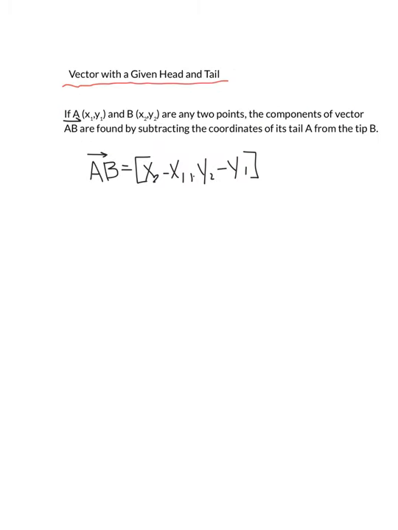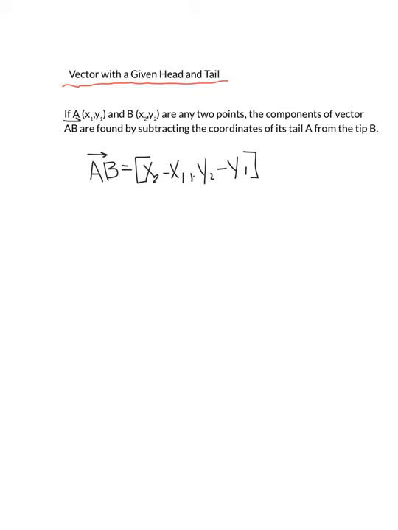To end off this note, I just want to talk to you about one final definition. If you have a vector with a given head and tail, A is one point, so (x1, y1), and B would be the other, (x2, y2). The components of vector AB are found by subtracting the coordinates of its tail A from the tip B. So vector AB in components can be written as [x2 minus x1, y2 minus y1].